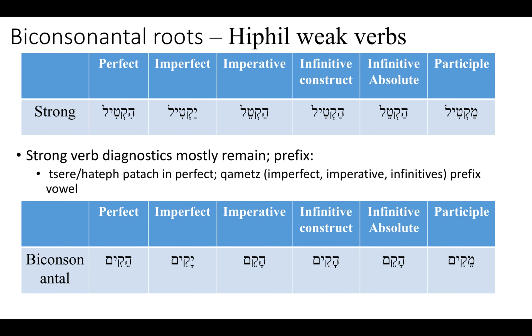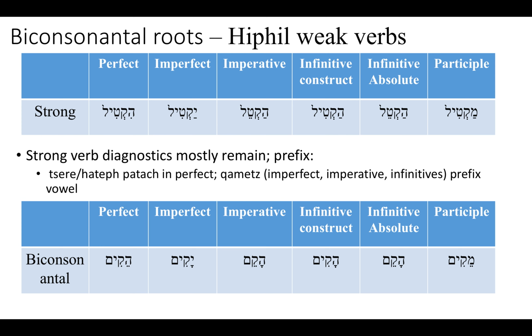Then the biconsonantal roots of Hiphil weak verbs. Once again, the strong verb diagnostics remain the same. We have that hirek yod stem vowel, we have the hey prefix. The vowel under that prefix, however, changes in most of these cases. As you can see, actually all of these cases, the perfect takes a tsere prefix vowel now. Instead of hiktil, we have hekim, so tsere there instead of hirek.